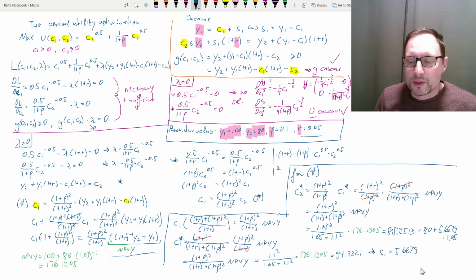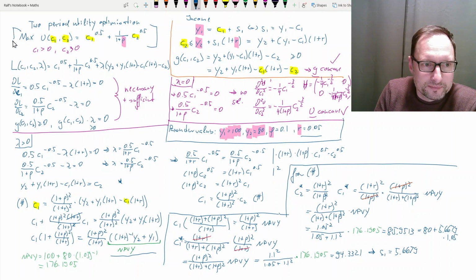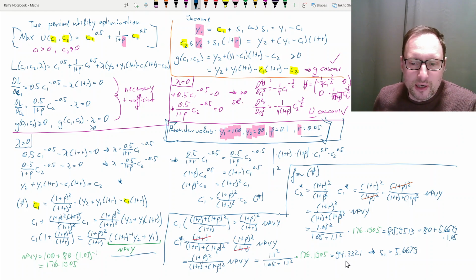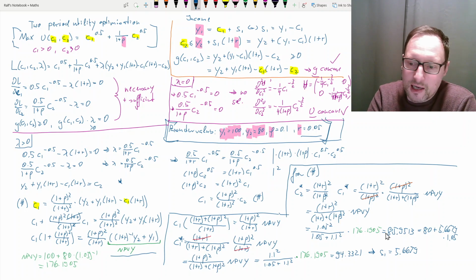Okay, so that's what you can consume in period 2. You can consume more in period 2 than you earn because you saved something in period 1. And for this particular utility function we used here, and these particular parameter values, the best thing you can do for your utility is to consume in period 1 94.33, save almost £5.70, and then in period 2 you can use that saving, including the return, to consume on top of what you get as your income in period 2.